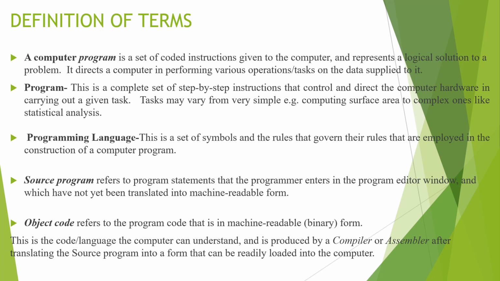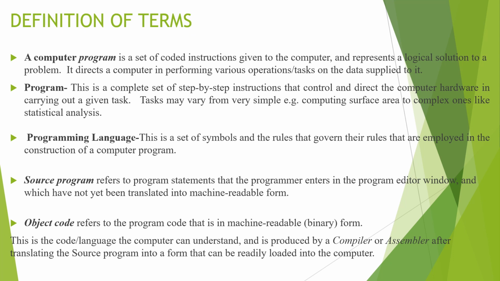So the third one, we have programming language. This is a set of symbols that govern the rules that are employed in construction of a computer program. In programming, we have different programming languages. We have Pascal, we have HTML, we have Java, and so on. We also have Python.